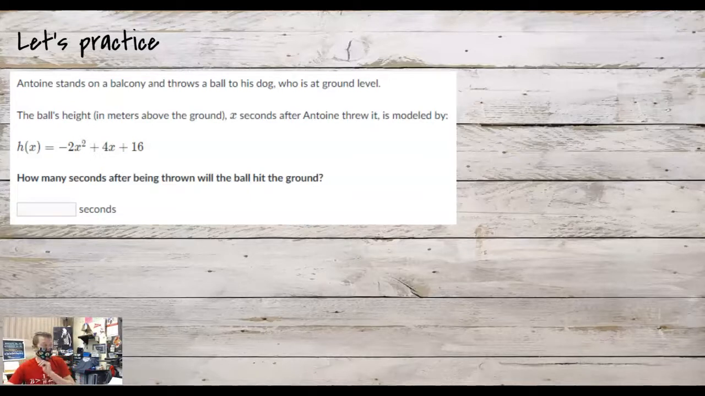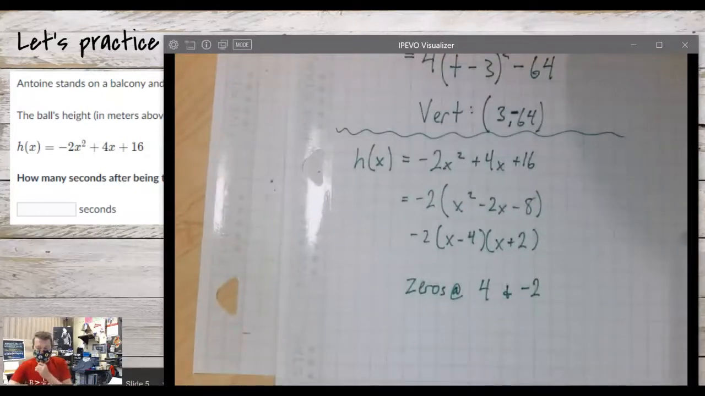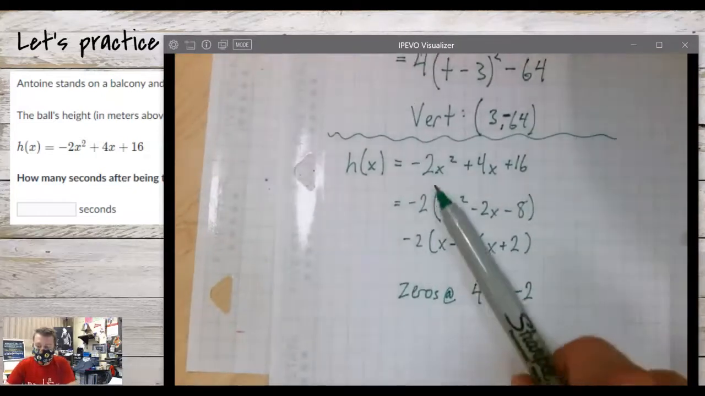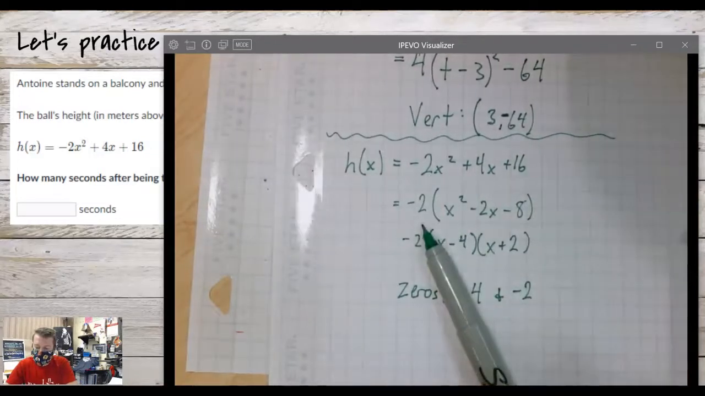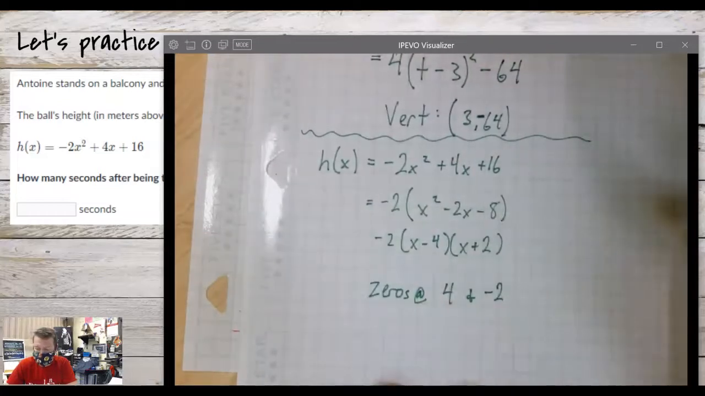How many seconds until the ball hits the ground? Kayla? Ooh, I don't think so. Yeah, I'm getting 4. I'm curious how we got 10. So, I'm betting you didn't factor out the 2 to start. And I factored out the negative 2.